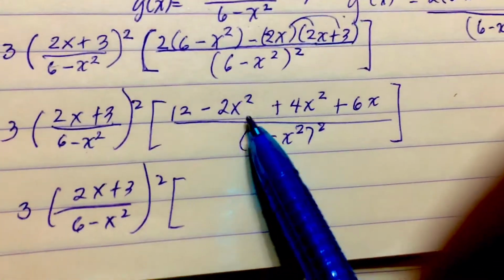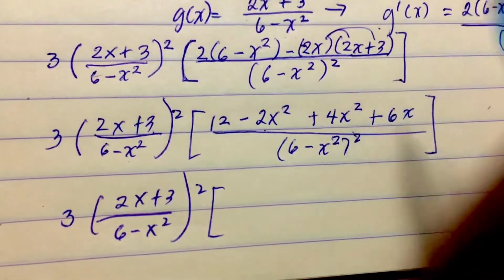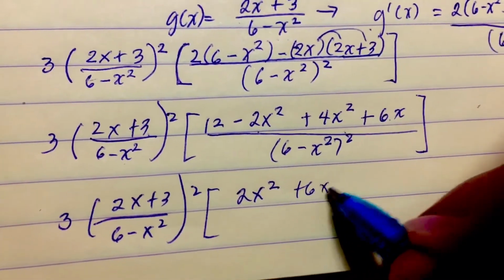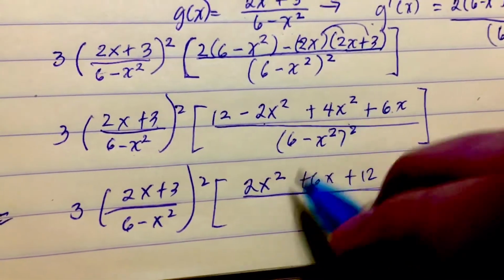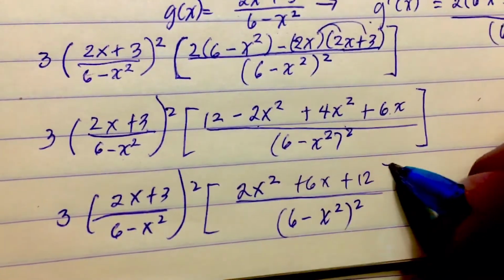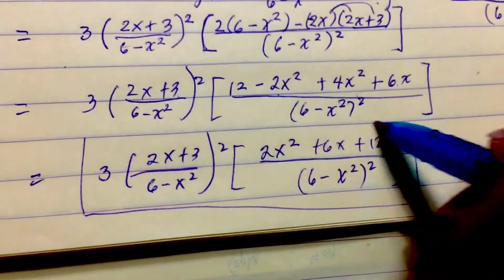So we have, okay, negative 2x squared plus 4x squared is 2x squared, then plus 6x plus 12, over the square root of 6 minus x squared. Alright, so this is our answer.